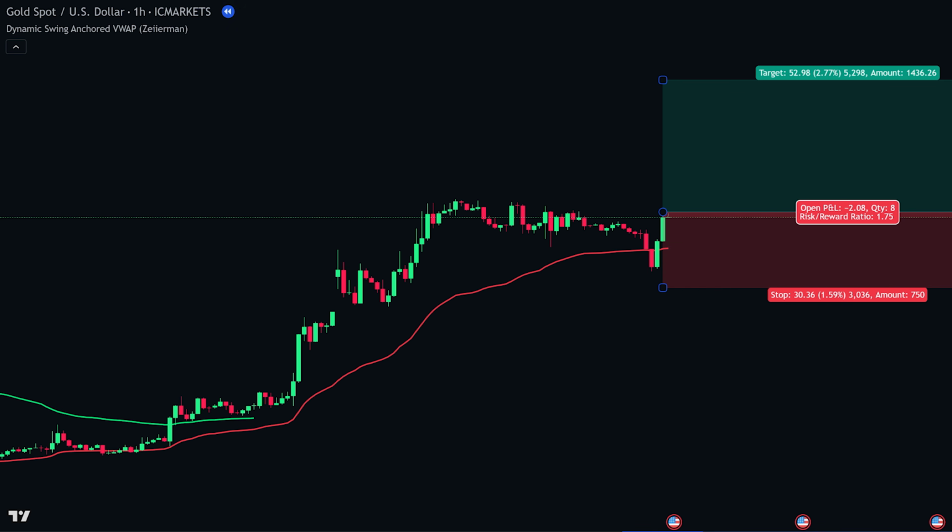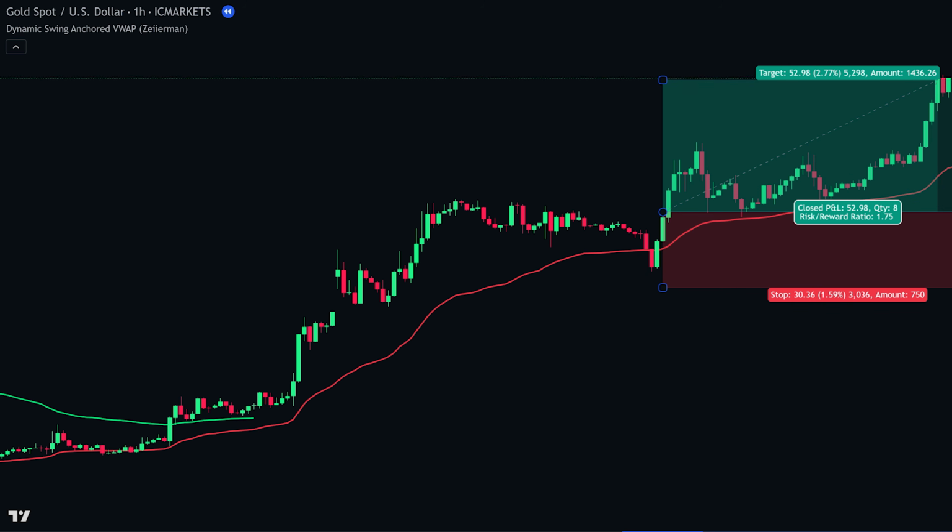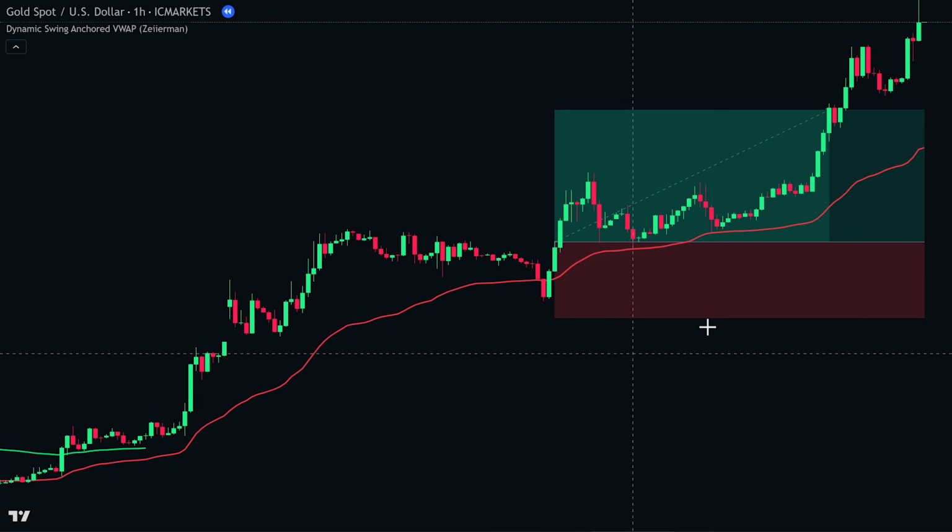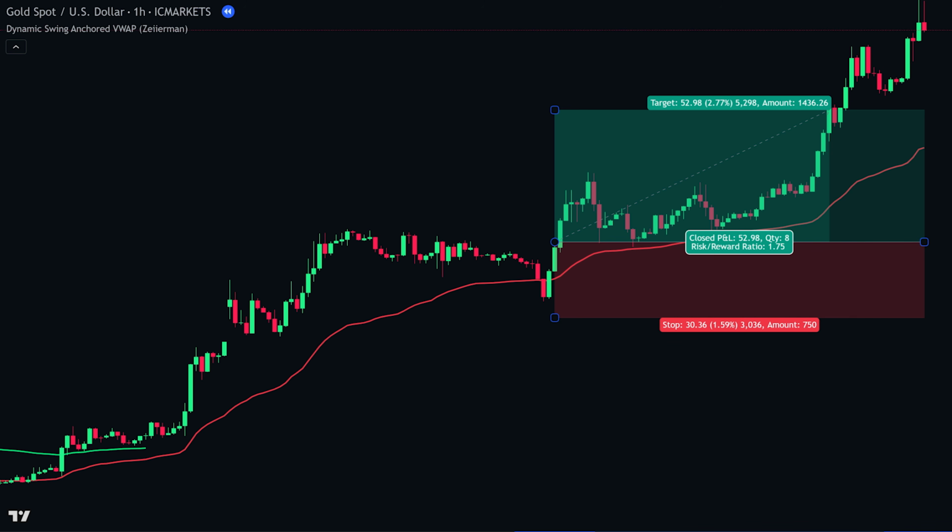This setup works well because you're not guessing. You're trading after the market has already proven direction, and by waiting for the pullback, you're entering at fair value with lower risk.